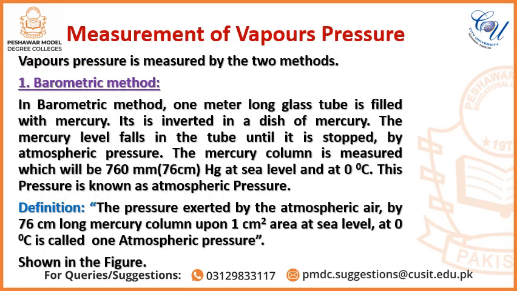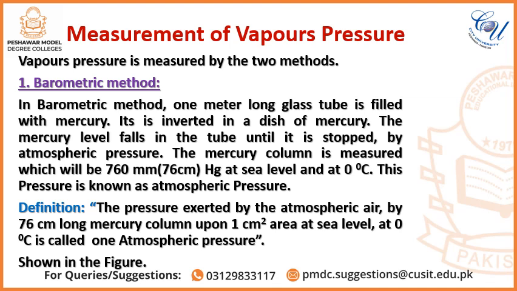Now, measurement of vapor pressure. Dear students, there are two methods for the measurement of the vapor pressure of a liquid. Number one is the barometric method. So first of all, the barometer. Dear students, a barometer consists of a 100 centimeter long tube and a dish of mercury. So the procedure: in the barometric method, a 1 meter long glass tube is filled with mercury.